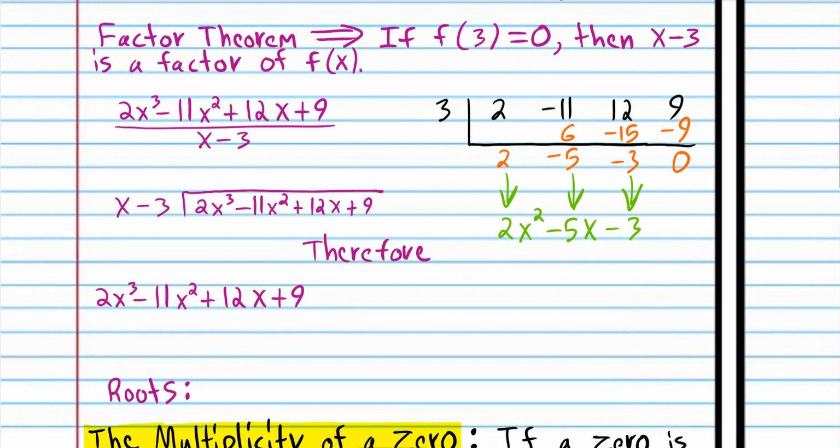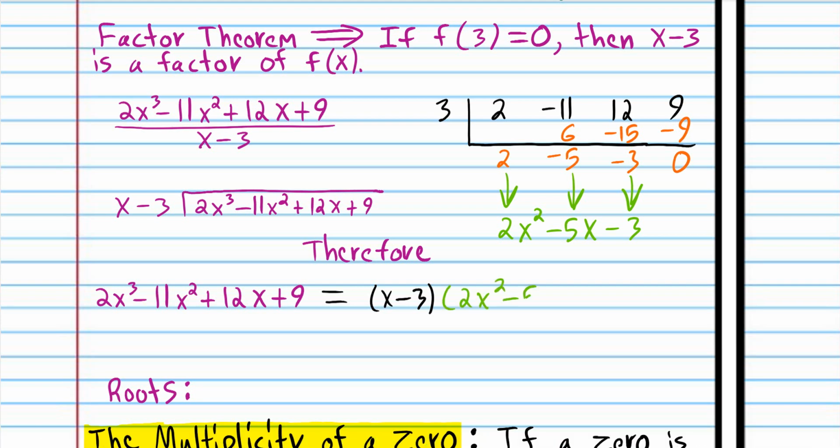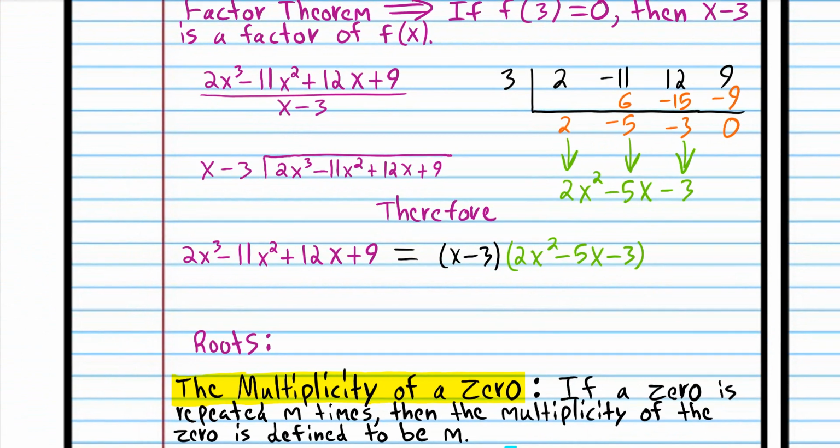So what this means is that our original polynomial is equal to x minus 3, because we found 3 is a solution, x minus 3 times 2x squared minus 5x minus 3. So that's that green polynomial there. And now, because this is a degree 3 polynomial, we don't really have to do that again. We can just factor the quadratic, and we'll be pretty much done with this problem.